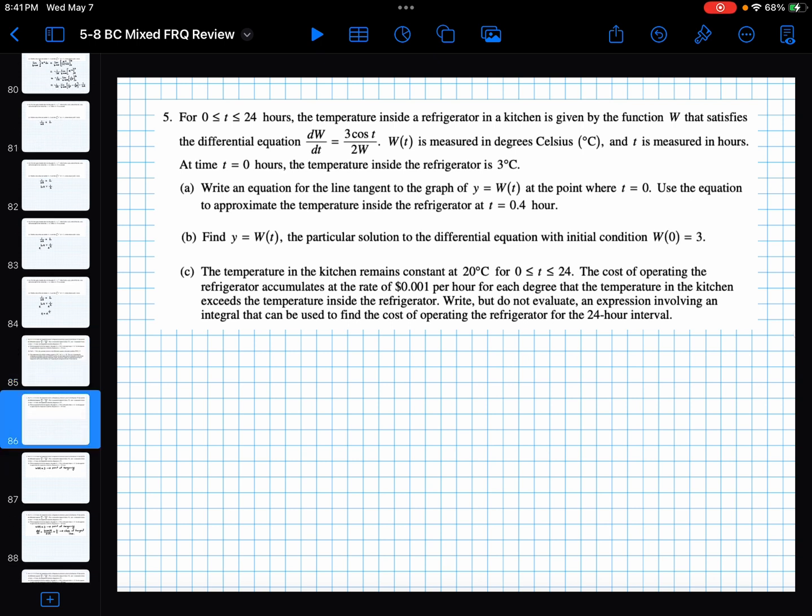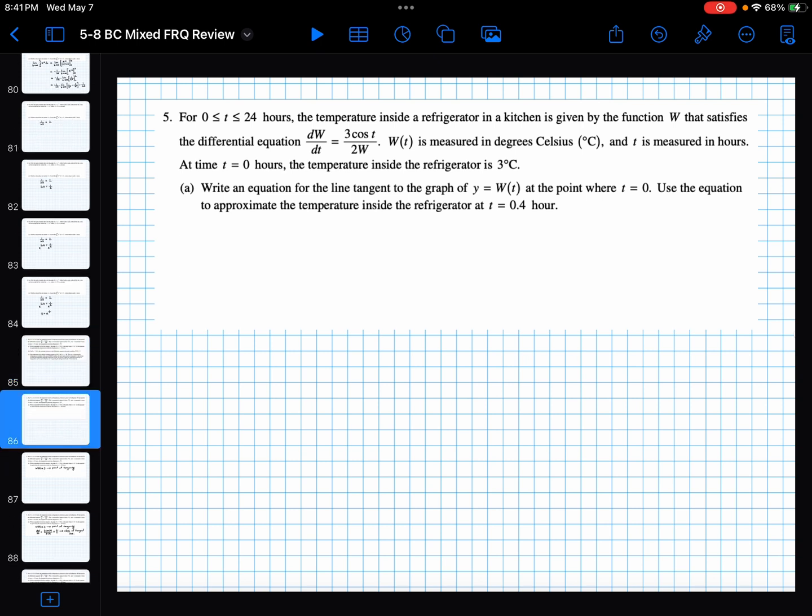All right, so part A, we need a tangent line for this. Again, at the point t equals 0, the point they told you, you already know w, right?